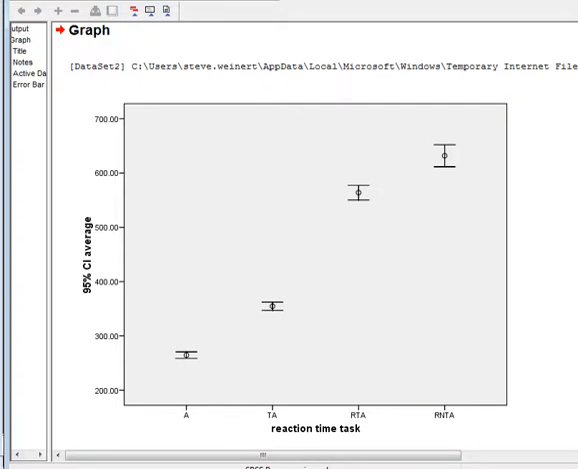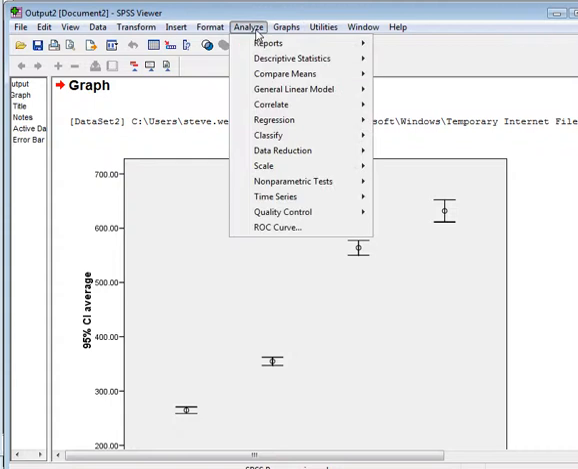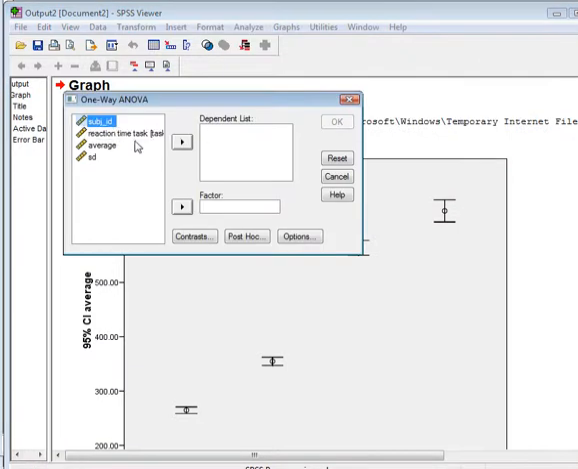The analysis that you're going to do is really important. You're going to analyze, and then you're going to compare means and do what's called a one-way ANOVA. We're going to go over how to do ANOVAs in class on Wednesday, so it's really important that you show up. First of all, reaction time task. Second thing is your dependent variable is your average.